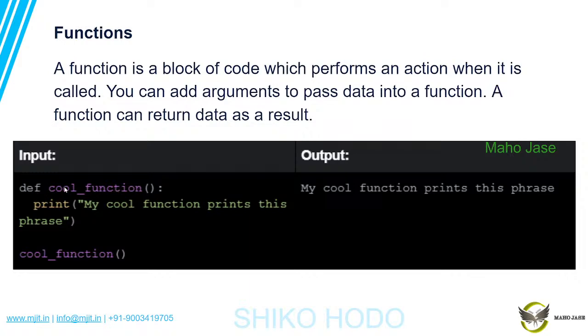So what we have to print: my cool function prints this phrase. Here I'm defining a function and I want to print "my cool function prints this phrase." And now I'm calling the function. The function was cool function, and now I'm calling it. So it would print the output as my cool function prints this phrase.